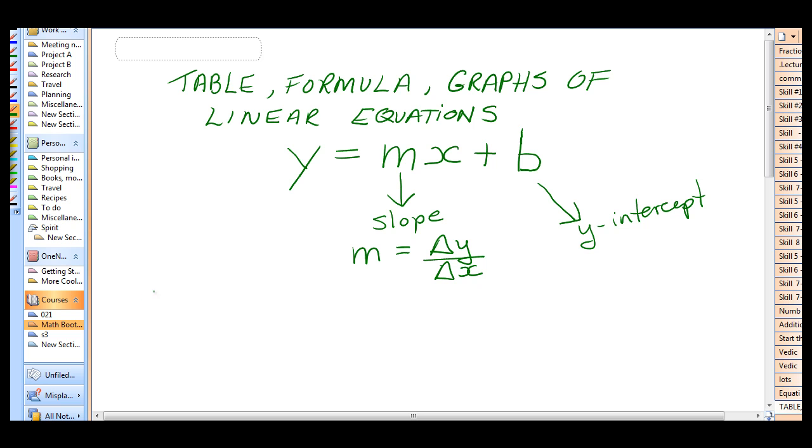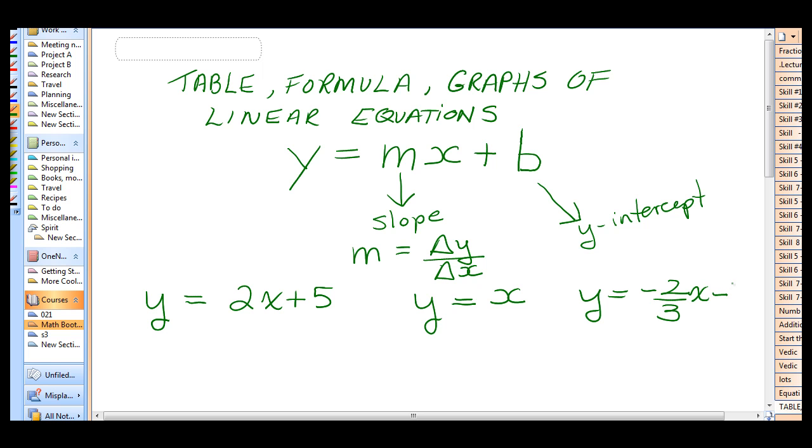So if I have the following equations: y equals 2x plus 5, or y equals x, or y equals minus 2/3 x minus 3. These are all linear equations. What they have in common is they have an x, and the exponent for the x is always 1. If it's 2, then we call it a quadratic equation. And if it's 3, we call it a cubic equation. But for now, we're just going to look at linear equations.